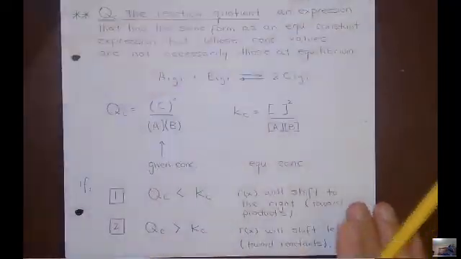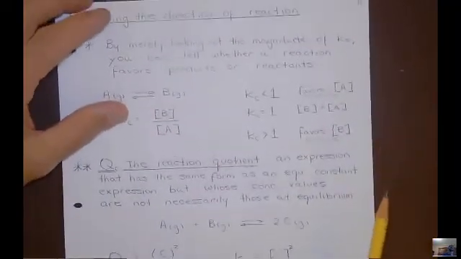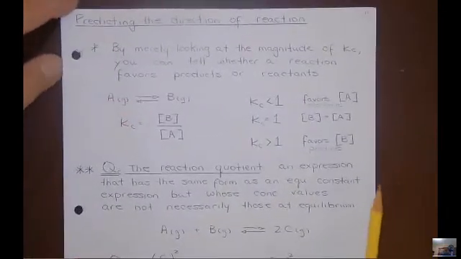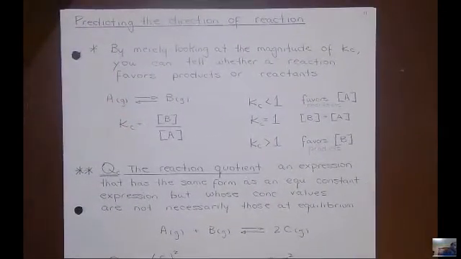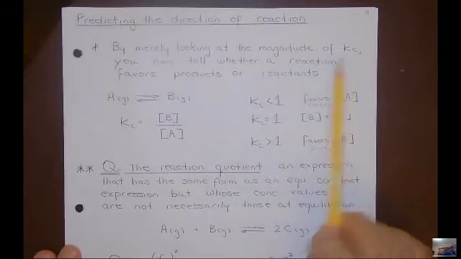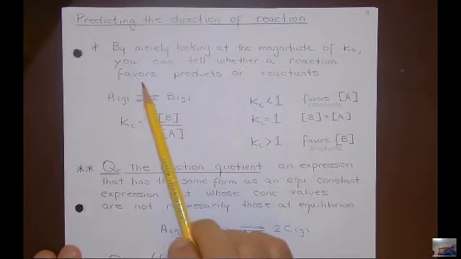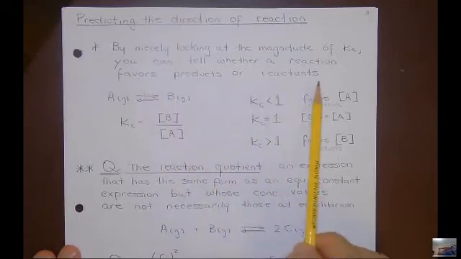Okay, second page. This is page 11 of the notes. How do we predict the direction of the reaction? In other words, just by looking at the size of the equilibrium constant, we can get an idea as to which is favored. Are the reactants favored or are the products favored? By merely looking at the magnitude of Kc, you can tell whether the reaction favors products or reactants.